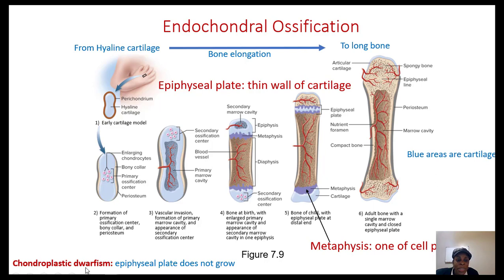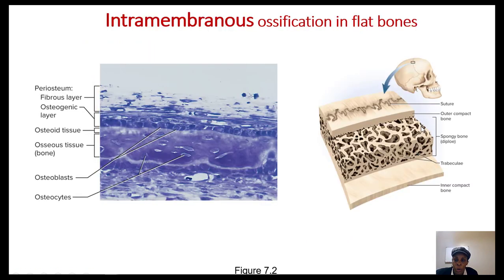Now, chondroplastic dwarfism. Chondro means cartilage. The epiphyseal plate does not grow. People who have chondroplastic dwarfism syndrome do not get tall because the epiphyseal plate here, the chondrocyte, the hyaline cartilage, does not grow into bone, does not change into bone, so the epiphyseal plate closes very early.